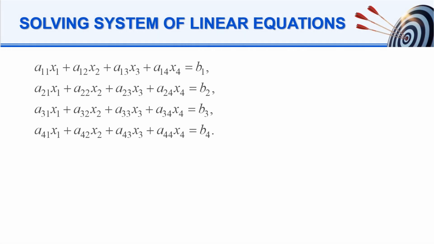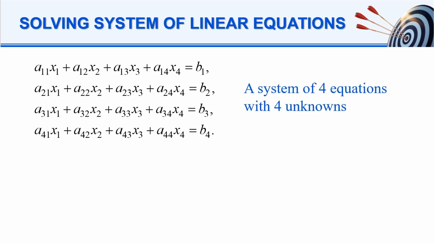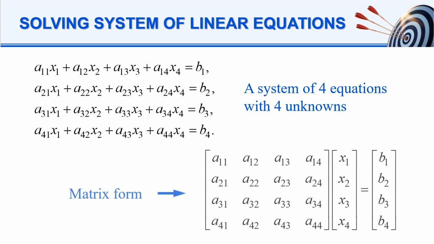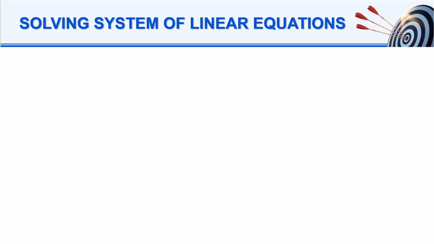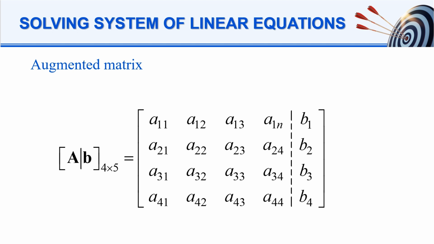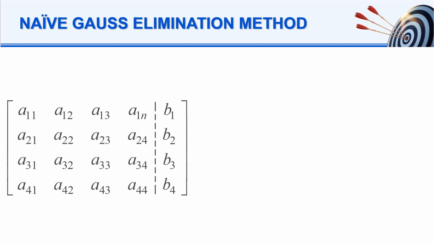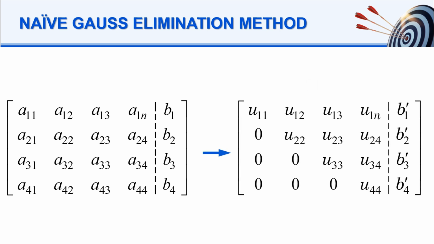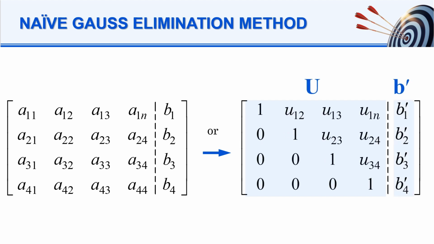Now let us consider a system of 4 equations and 4 unknowns. This system can be expressed in matrix form as follows. The augmented matrix is set up as, with the coefficient matrix A on left and the right-hand side vector on the right side. The augmented matrix is transformed to Ux equals B', where U is an upper triangular matrix. Or U can be made into an upper triangular matrix whose diagonals are all 1s.